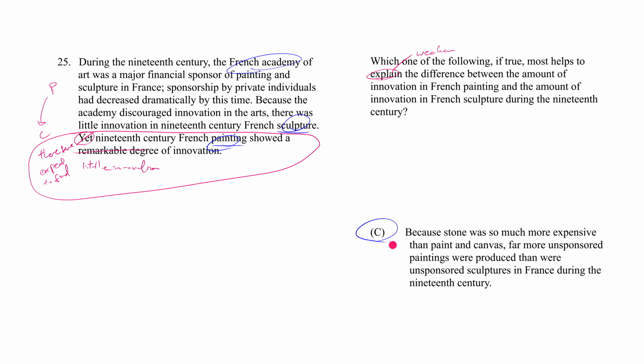And that's exactly what answer choice C does. C takes this assumption that whatever restrictive influence the Academy was having over the arts, that restrictive influence would show up in equal measure in sculpture and painting. That was the assumption. C's like no to that assumption. No, because stone was so much more expensive than paint and canvas, and because of that, far more unsponsored paintings were made than unsponsored sculptures.